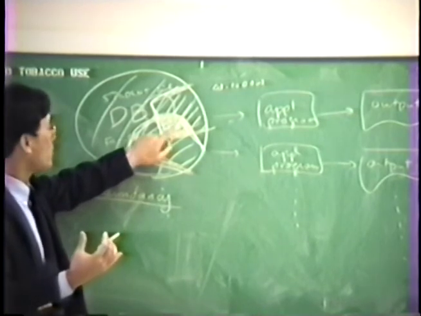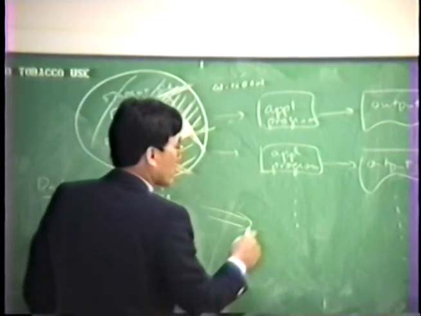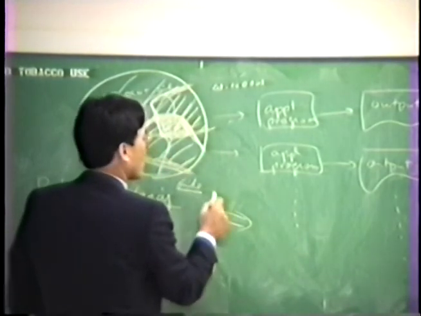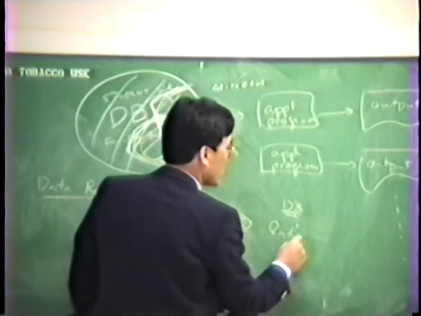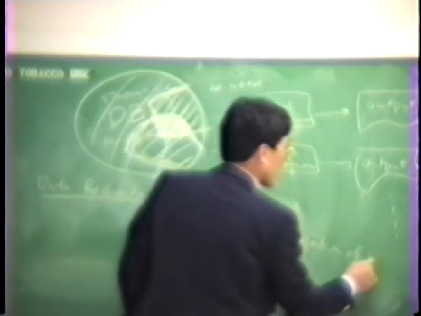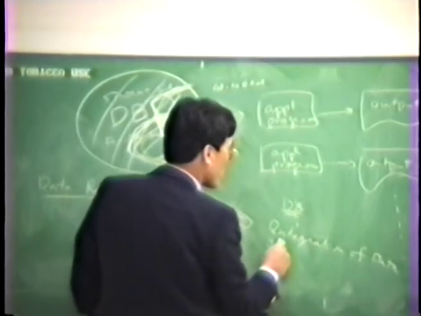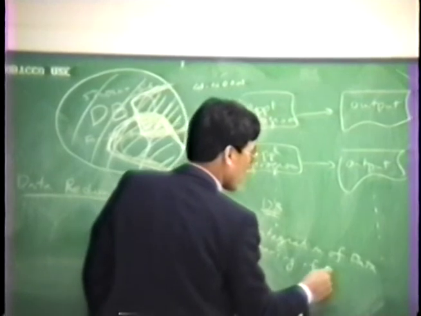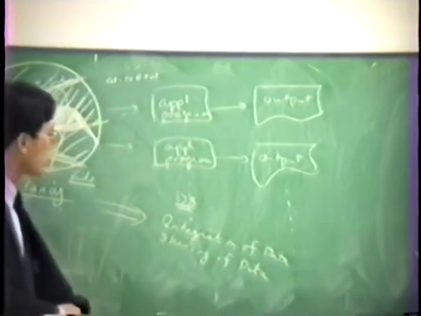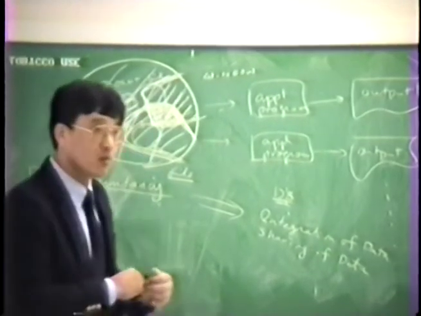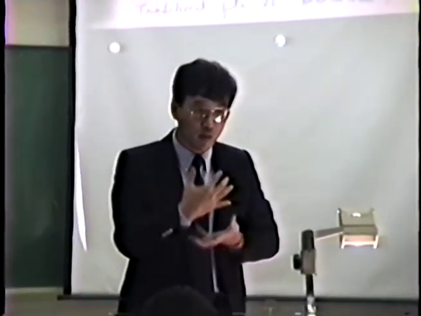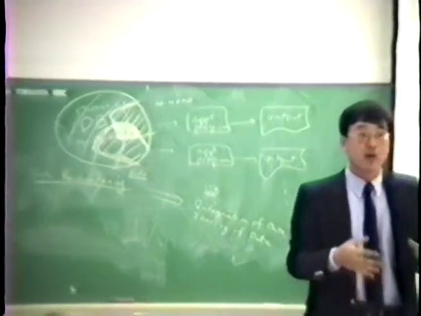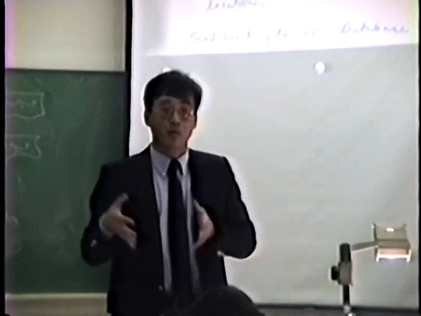So the basic philosophy of the database system, as opposed to the traditional file system, is integration and sharing: the integration of data and the sharing of data. The two major purposes of a database are integration of data and sharing of data, and how to integrate and share the data. In file systems, they do not share any data at all. Each application program keeps its own separate file.